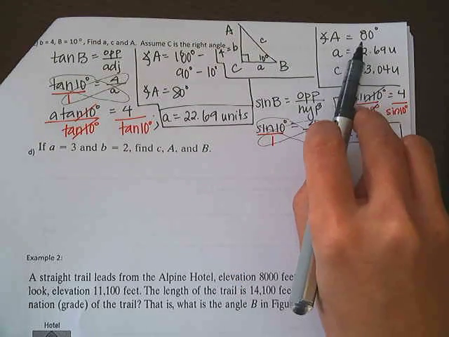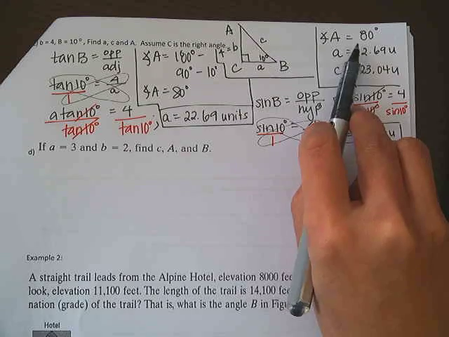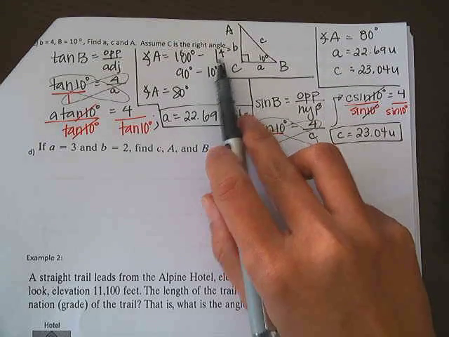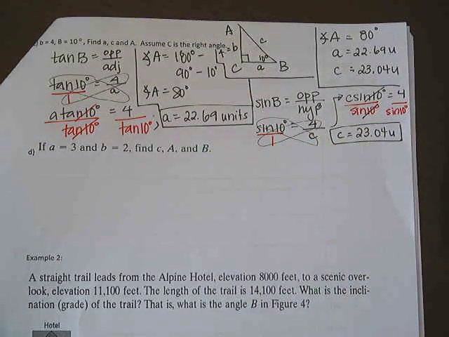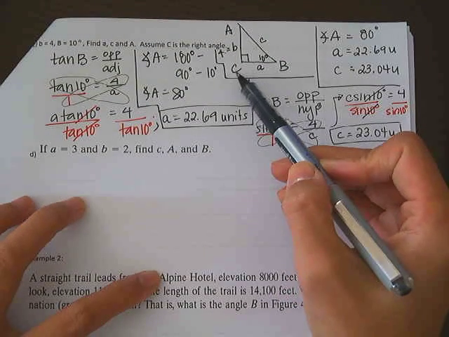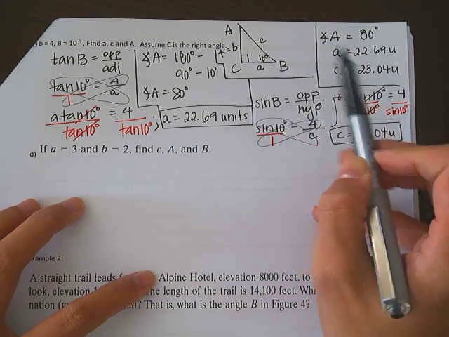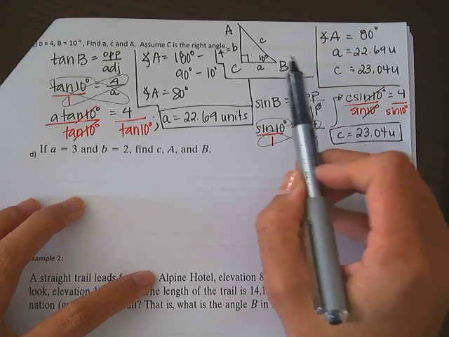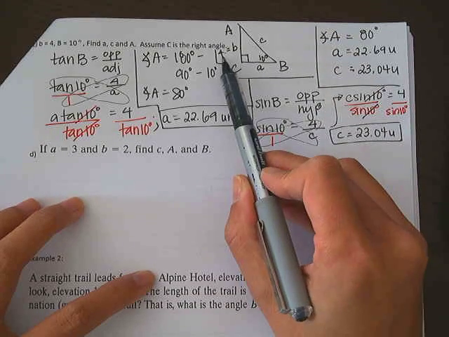Well, 10 degrees is a lot smaller than 80 degrees, so therefore the measurement of that should be a lot less. So right now things look like they're in order. Opposite of the largest angle, which is C, should have the largest measurement. Opposite of the smallest angle should have the smallest measurement.